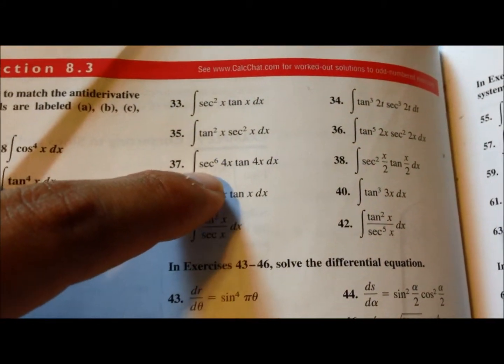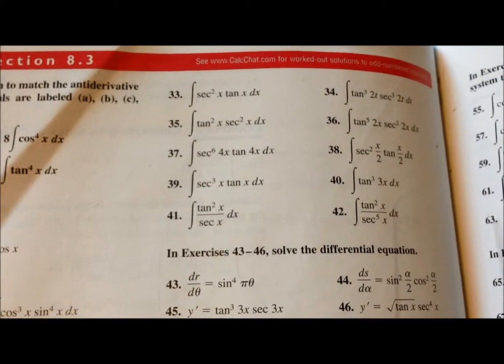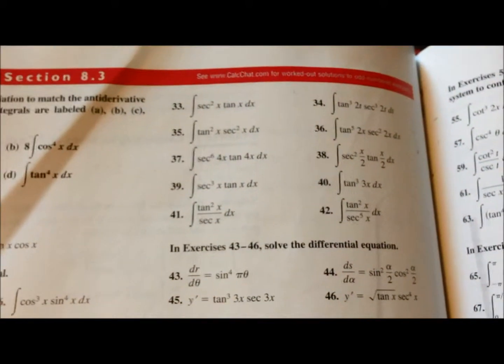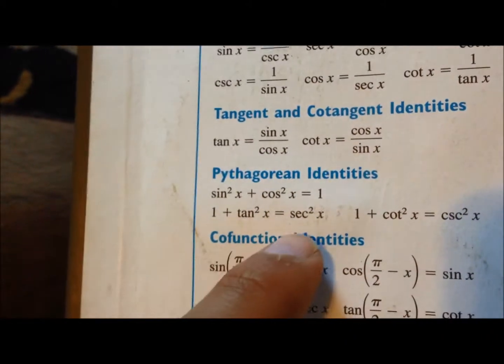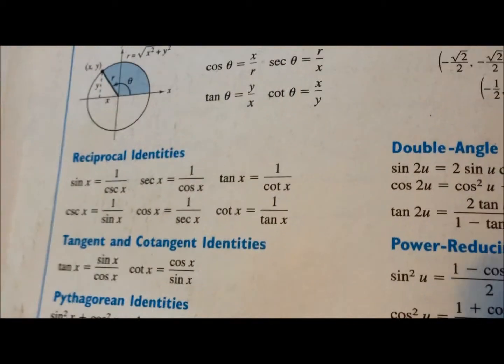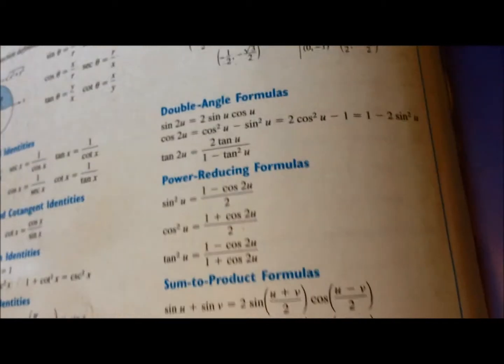And then depending on what the power is, you convert, like in number 35, 37, 39, it depends on the power, and you just use the identity 1 plus tangent squared x equals secant squared x, and it's kind of the same principle with that as it was with the cosine x and sine x. Yeah, and that's pretty much how you do the trigonometric integrals.